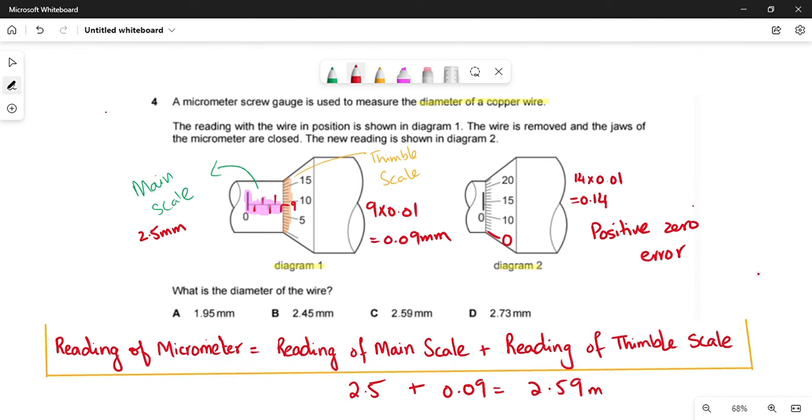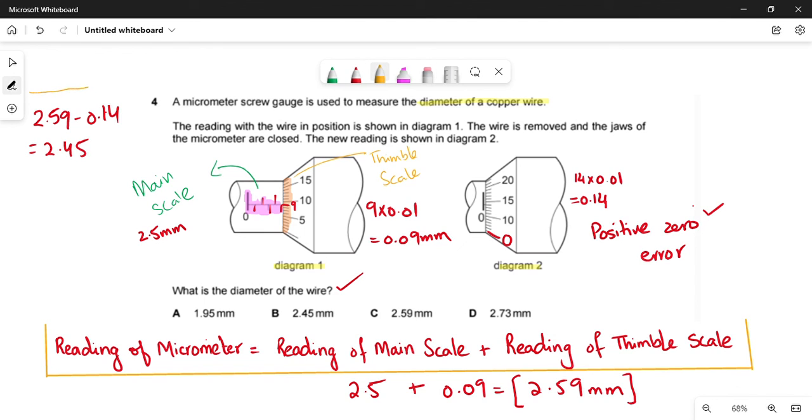And when you have a positive zero error, it means that this value is more than the actual value, because it has a positive zero error. Your reading is more. So you have to find out the actual diameter of the wire. What we will do is subtract 0.14 from 2.59. Okay? And you will get the answer 2.45, and this is very important.